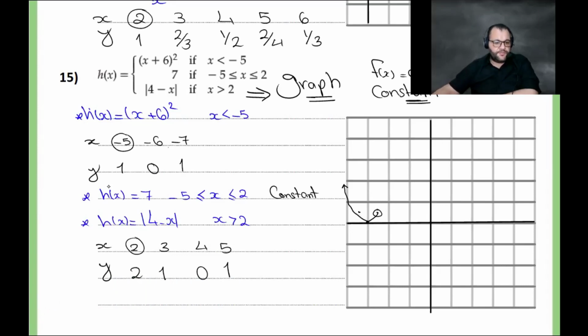The second, a constant function, is represented by a line parallel to x that intersects y at the point 7. That's 2, 4, 6, and that's 7. And it will start from negative 5 and end at 2. At negative 5 it will be closed here, and at positive 2 it will be closed also. Then we draw the line between them.